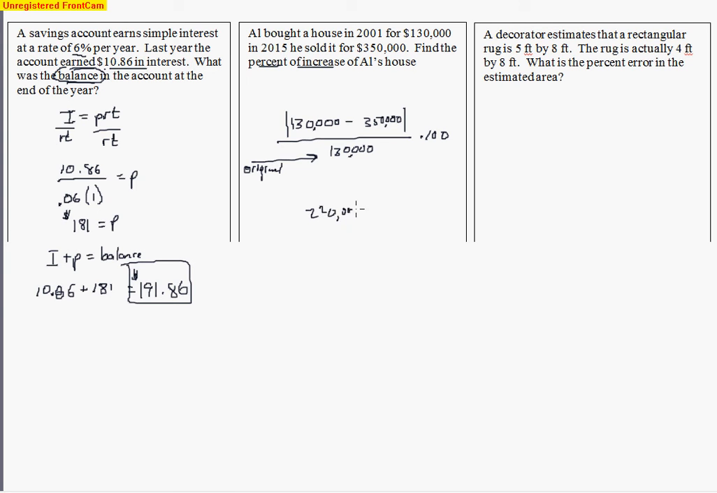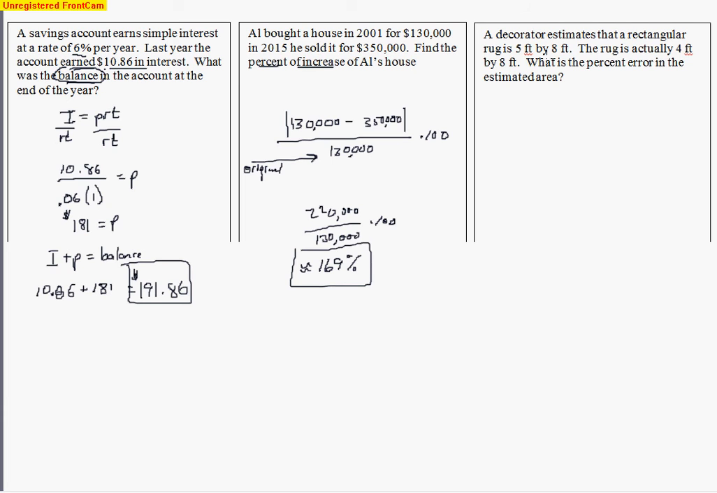So I go ahead and do that subtraction, and I ended up with $220,000. And I'm dividing that by $130,000. And then I'll times it by 100. And so when I do that, I get a decimal, after I multiply by 100, I get somewhere around 169%.